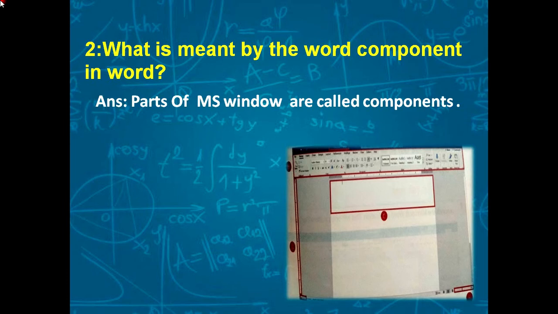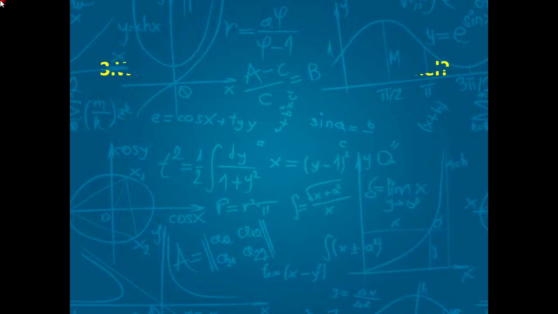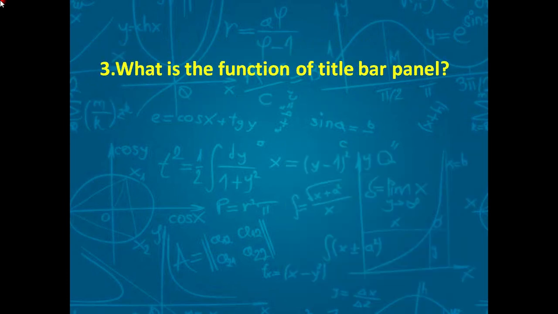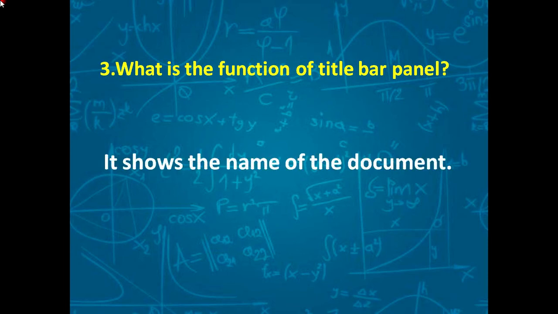The next question, number 3, is, what is the function of the title bar panel? It shows the name of the document. Panel means the complete bar where you can see the name of the document. Like if we are using Microsoft Word, the name of the Word document is Document, and you are using page number 1, then Document 1, we are working on it.